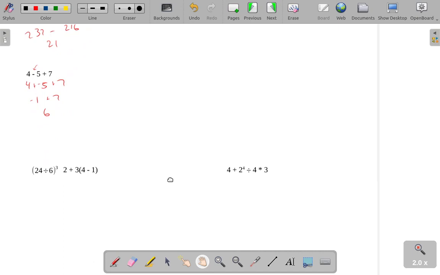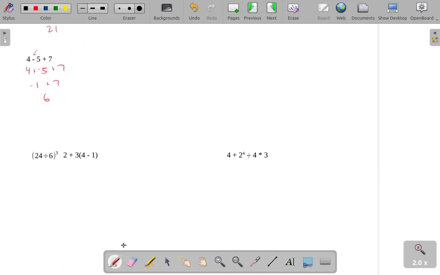There's other ways I could have done that one. That's just the way I chose to do it. Alright, I think this is supposed to be 2 separate problems, so let me do this one first. Yeah, that's what it looks like. I think this is supposed to be 24 divided by 6, and then quantity cubed.